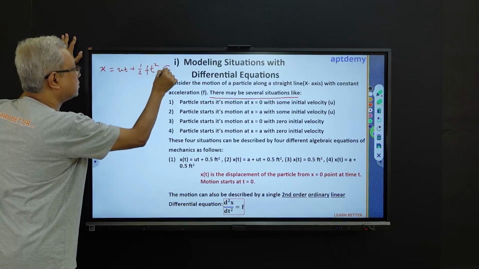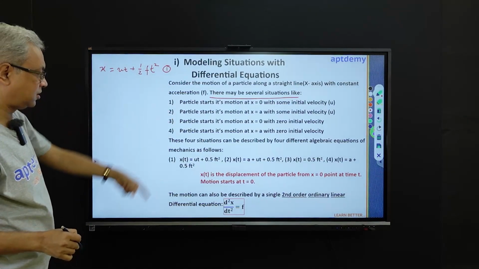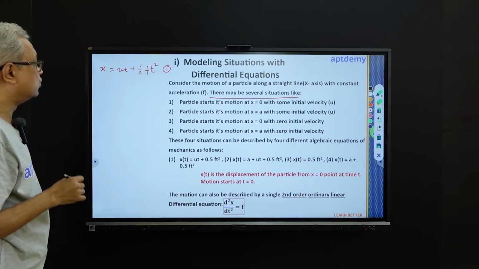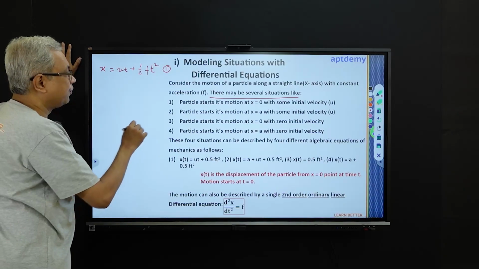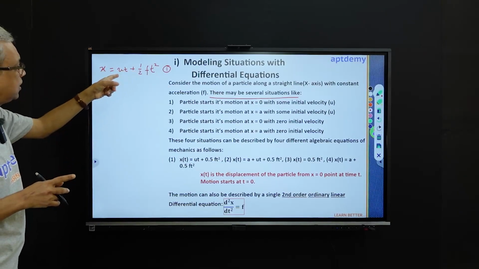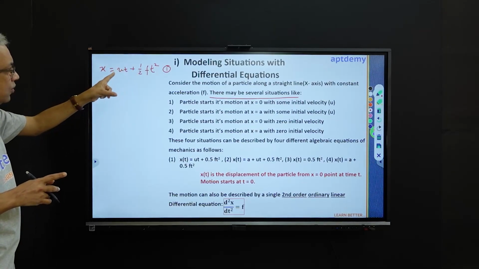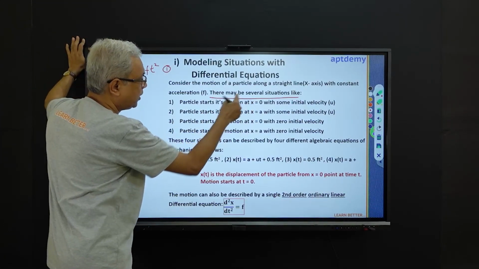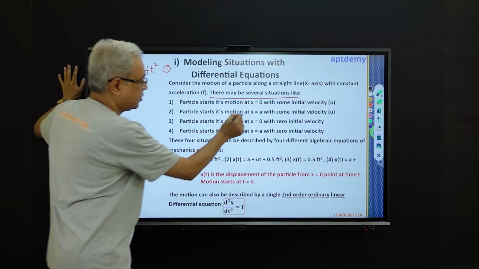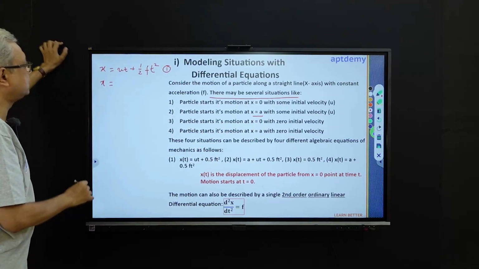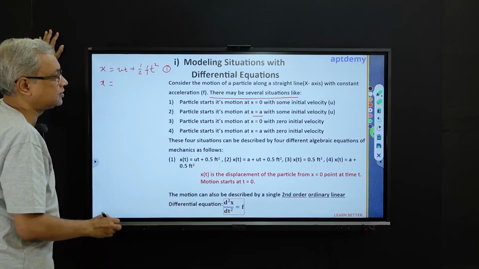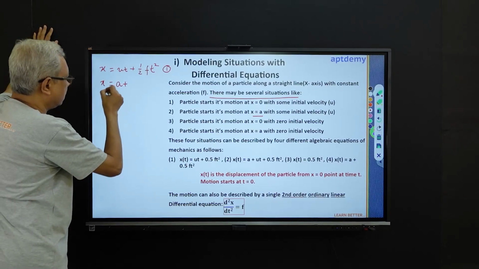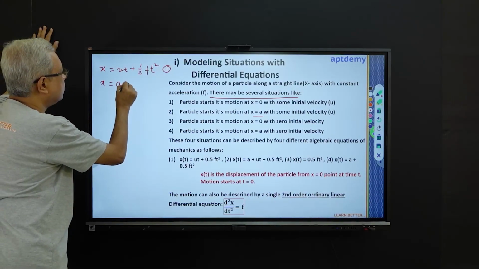This is the first case. Second situation: the particle starts its motion at x equal to a with some initial velocity u. This equation says that at t equal to 0, x is 0. But here, at t equal to 0, the particle's displacement is a. So the expression of x will be like this.